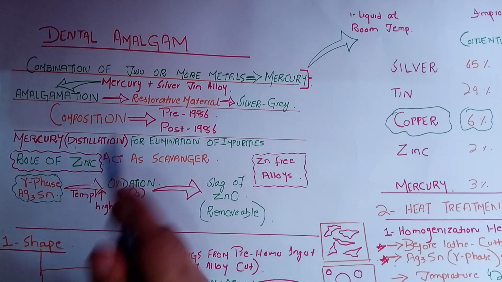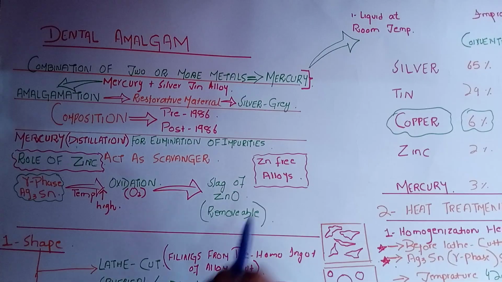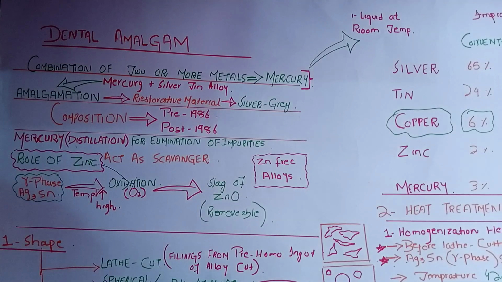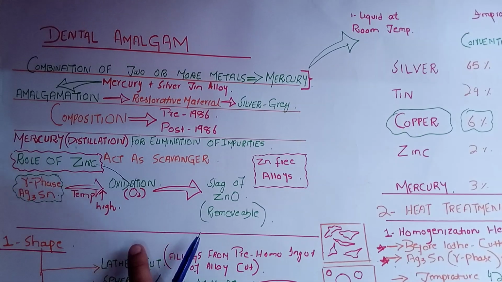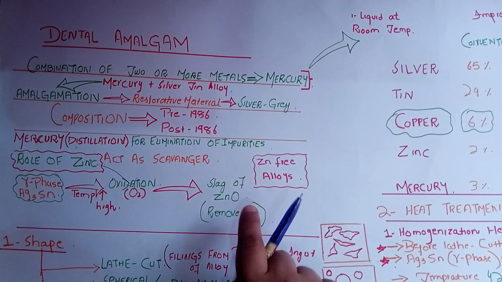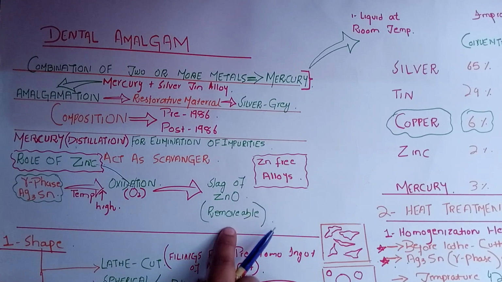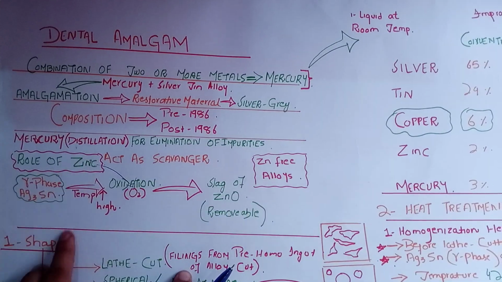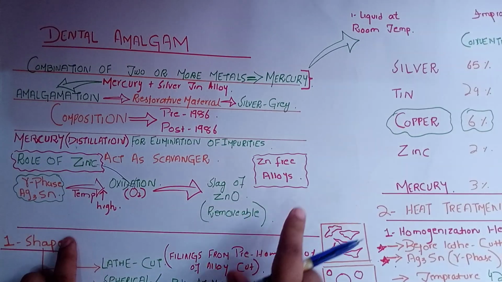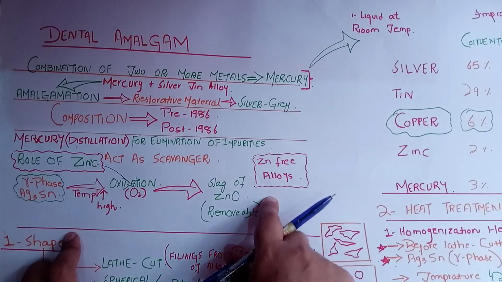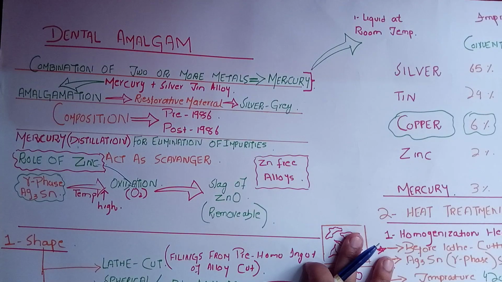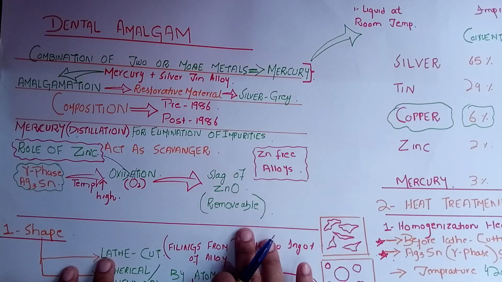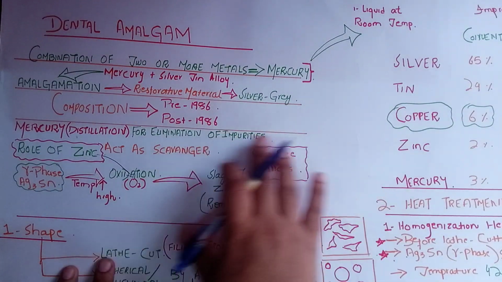So basically the zinc will react with the oxygen like this and form the zinc oxide slag, which is very easily removable, and this whole process due to the zinc will improve the properties of the amalgam alloy. There are certain alloys which are zinc free, and these are known as zinc free alloys. Now we have covered the composition of the basic constituents of the dental amalgam.